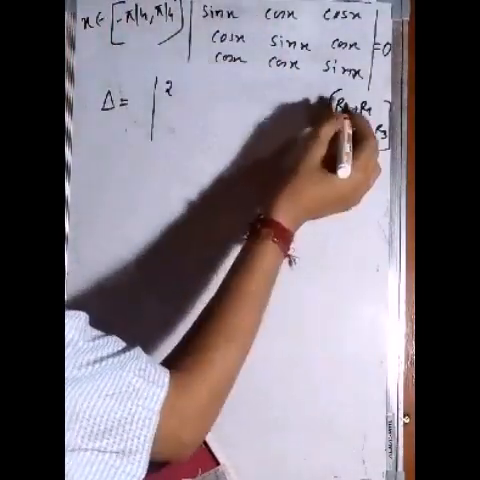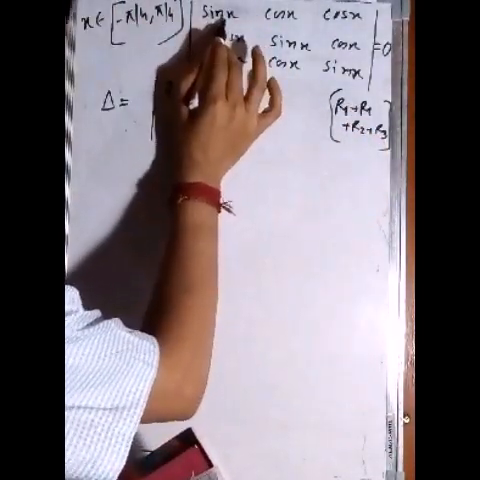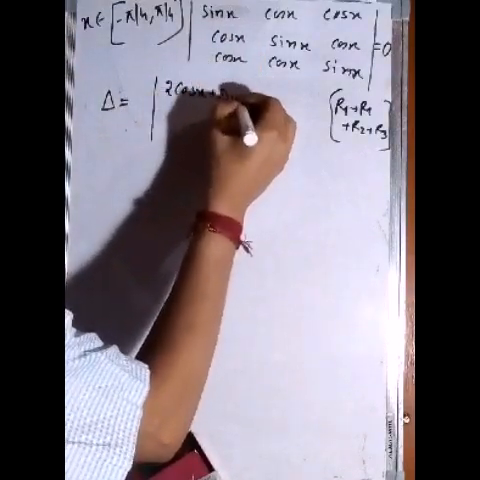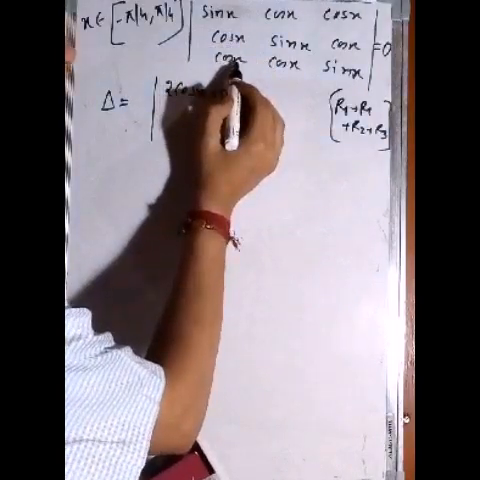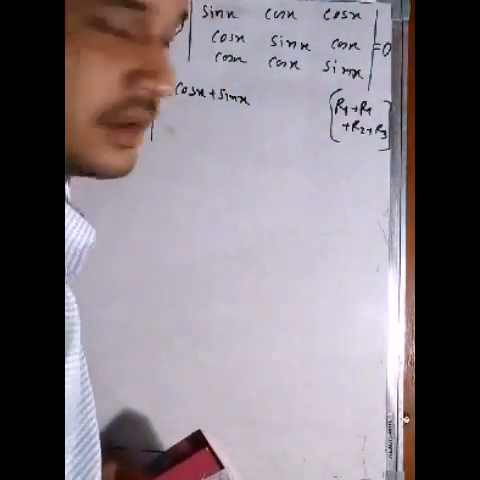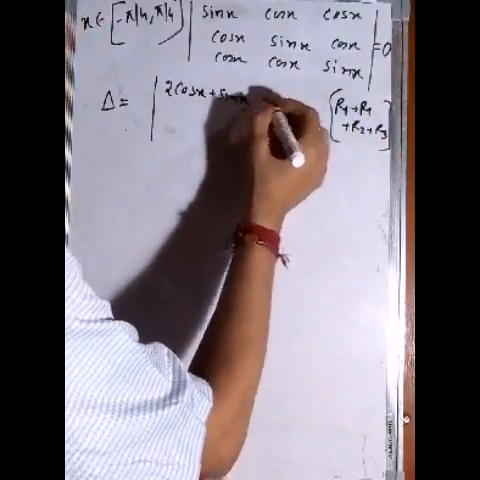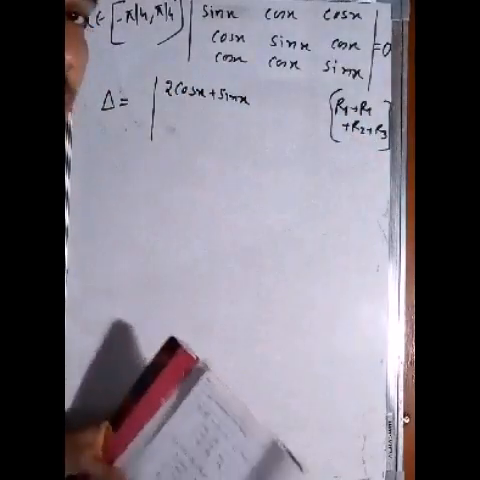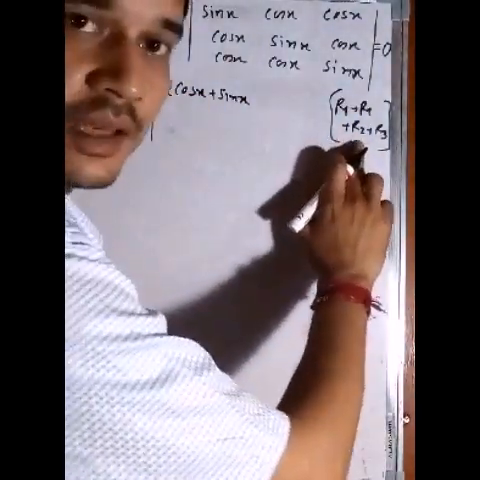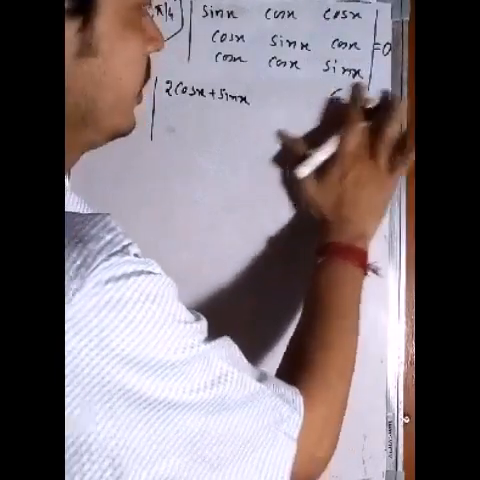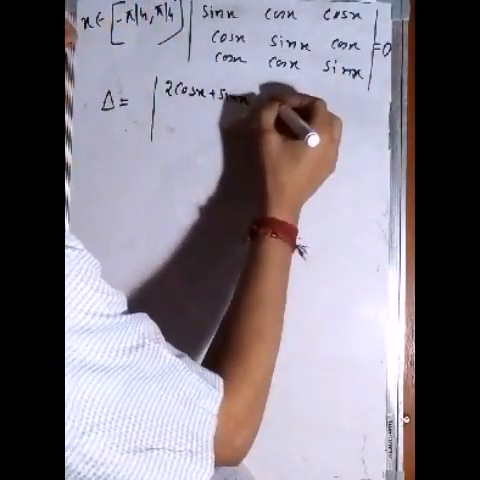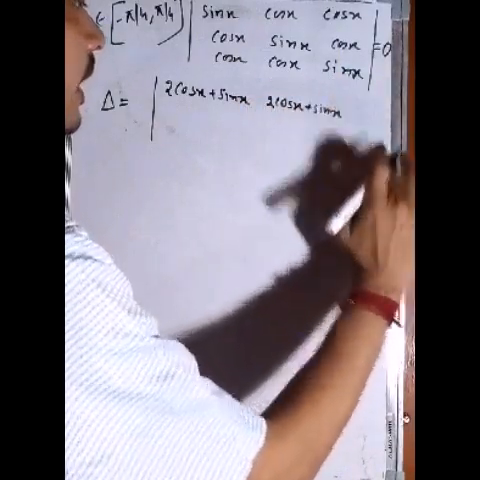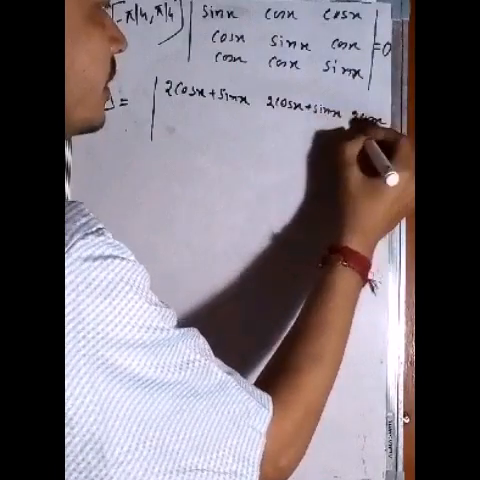So applying R1 plus R2 plus R3 means we are going to add R1 with R2 and R3. So applying, we have 2 cos x plus sin x, since cos x plus cos x plus sin x gives 2 cos x plus sin x. Let us rub this. I think you have seen what operation we are going to apply: R1 operating R1 plus R2 plus R3. So I am erasing this. Now this is also 2 cos x plus sin x, and this is also 2 cos x plus sin x.